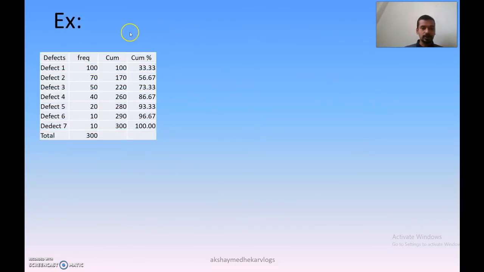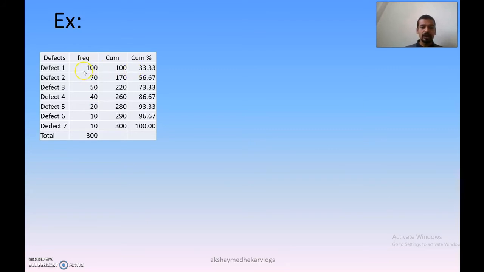So if you check, we have some defects, 1 to 7, and we have frequency. Defect 1 occurs 100 times. Defect 2 occurs 70 times, then 50, 40, 20, 10, 10. So this is the occurrence frequency of those defects.